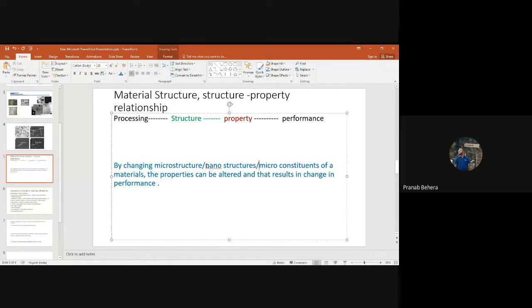Nanostructures and microconstituents also. Microconstituents means ferrite is a microconstituent, martensite is a microconstituent. Pearlite is a microconstituent. Pearlite and ferrite are the microconstituents present in steels basically, not other materials.